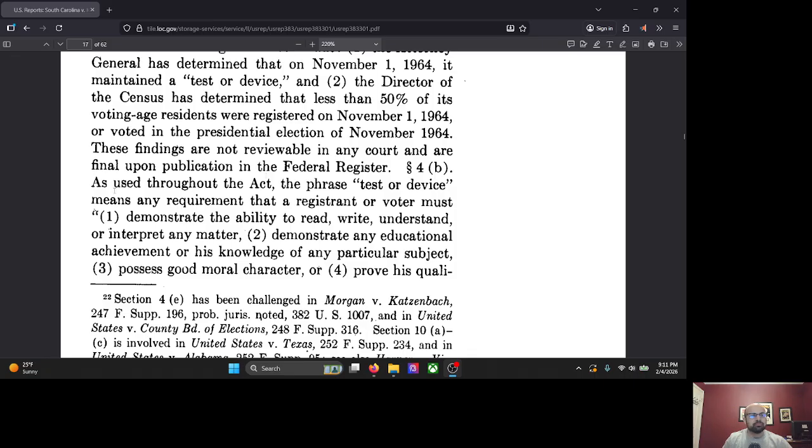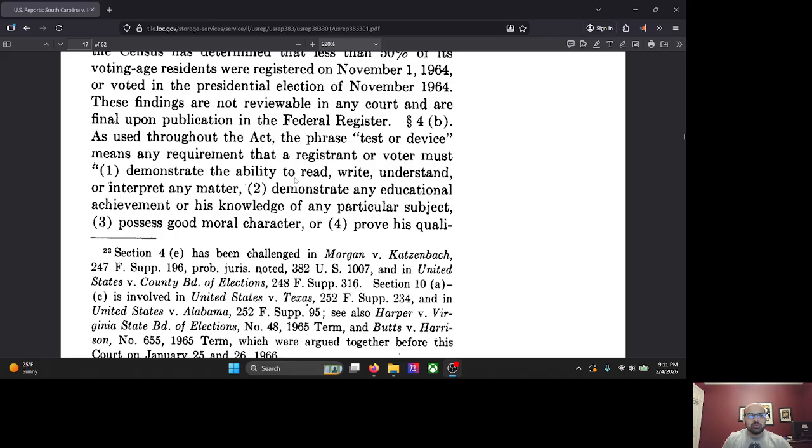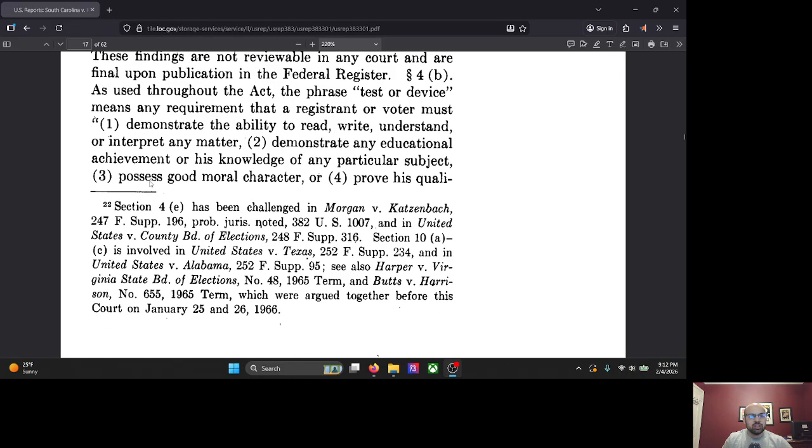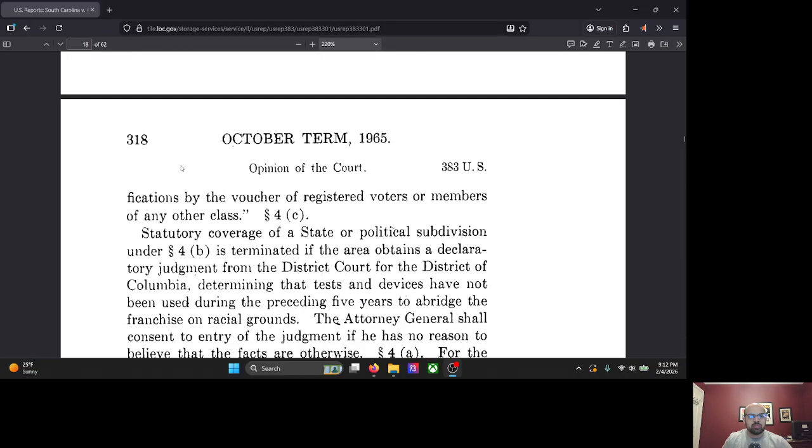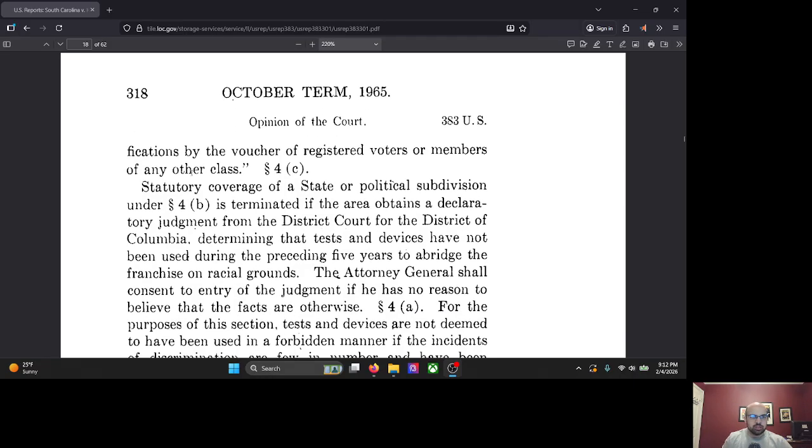Subsection 4B. As used throughout the Act, the phrase test or device means any requirement that a registrant or voter must 1, demonstrate the ability to read, write, understand, or interpret any matter, 2, demonstrate any educational achievement or his knowledge of any particular subject, 3, possess good moral character, or 4, prove his qualifications by the voucher of registered voters or members of any other class. Subsection 4C.